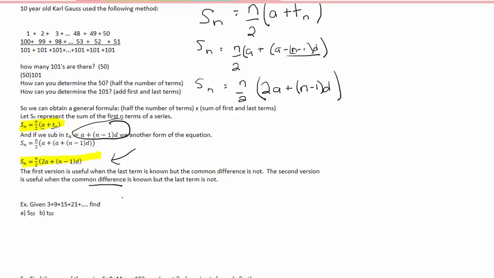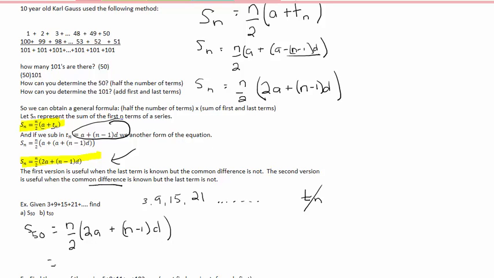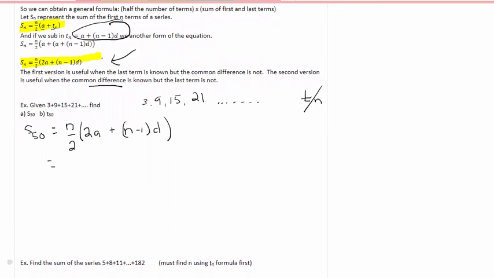So we have a pattern here. Let's just say our pattern is 3, 9, 15, 21, etc. We don't know the last term. We don't know what t at n is equal to. So if we wanted to find the sum of the first 50 terms, we don't know t at 50. So it's better for us to use the second formula, n over 2 times 2a plus n minus 1 d, because we have all of the information. We know what d is, we know what n is, and we know what a is. So we can substitute in.